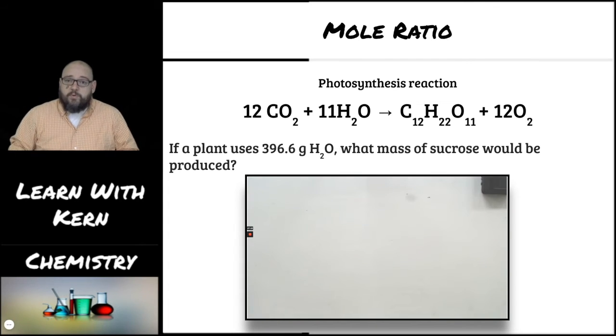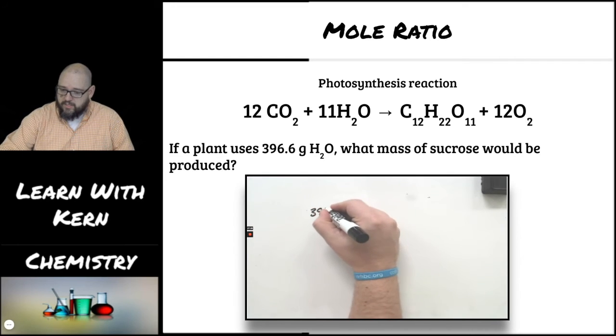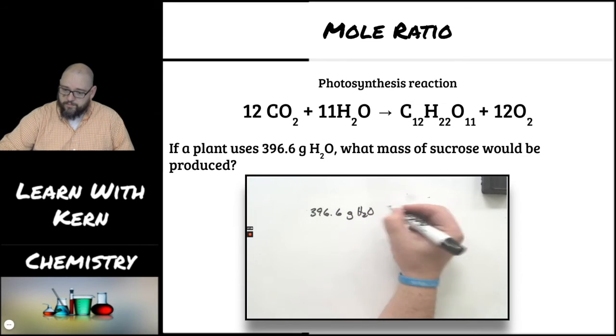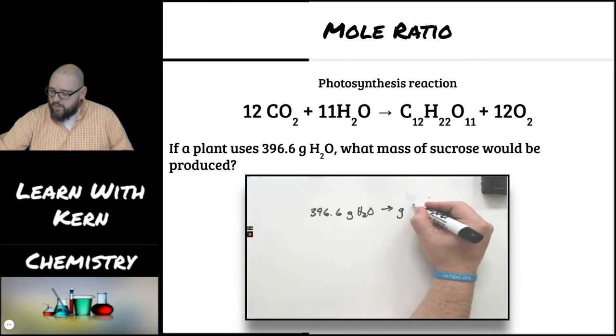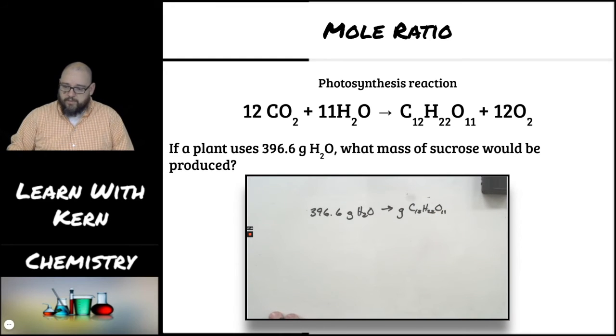Now for this example, once again, using the same chemical equation, this time if a plant uses 396.6 grams of water, what mass of sucrose? So now I want grams of C12H22O11. How many grams of sucrose would be produced?